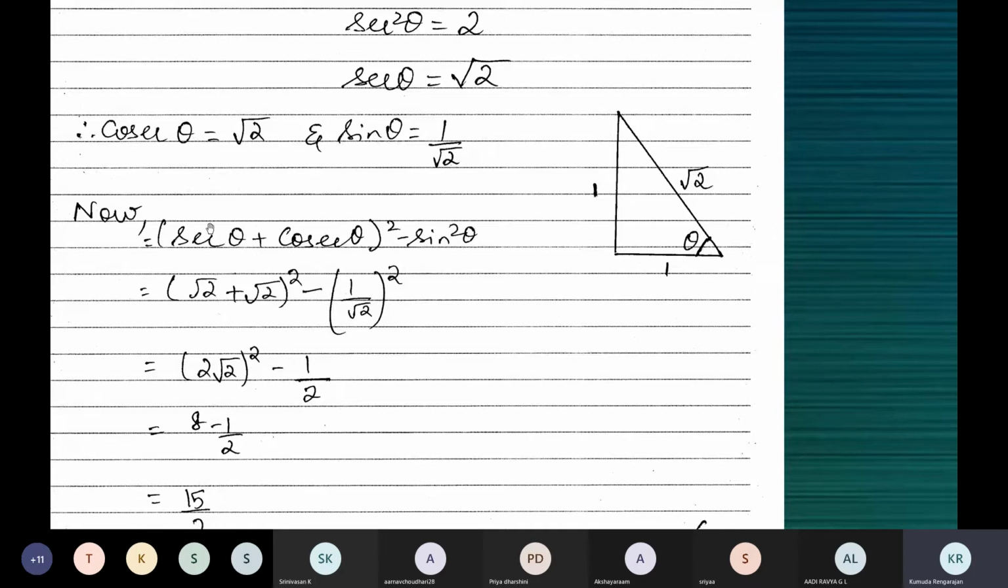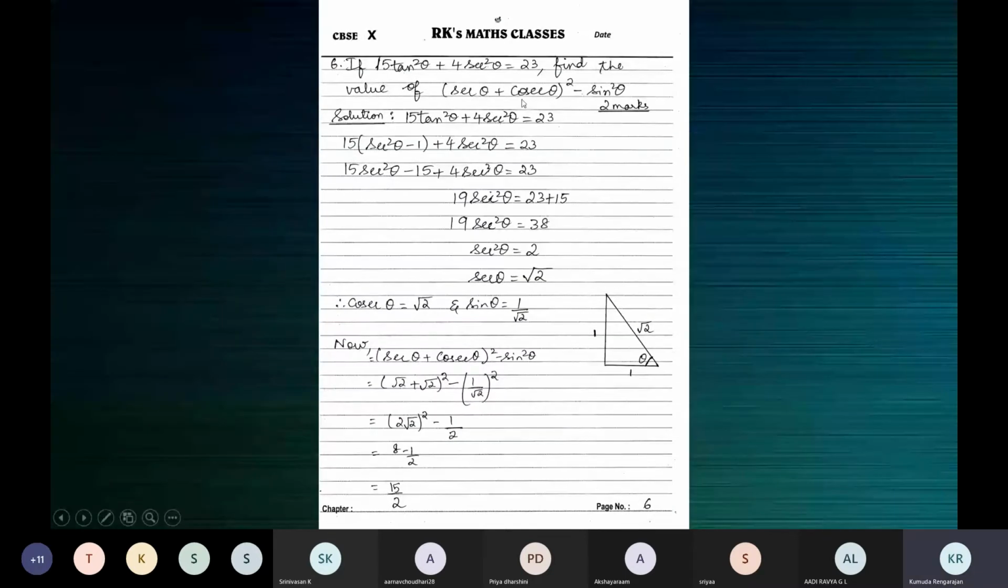Once you find theta, you have to find secant 45 plus cosecant 45, the whole square, minus sine square 45 degrees. This is what you'll have to find. Then you don't need the right triangle. If you find the angle, then why do you need the right triangle? When you find the angle, you can directly substitute the angle in place of theta, get the values from the table and evaluate. Or you can do the right triangle, anything.